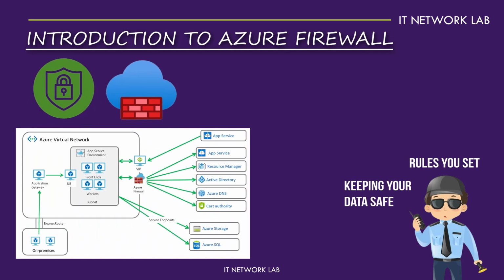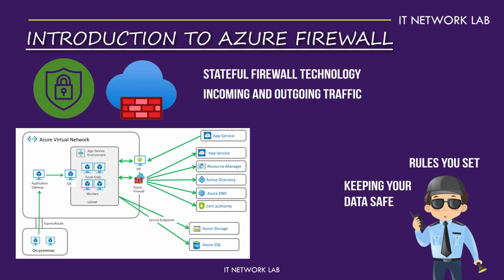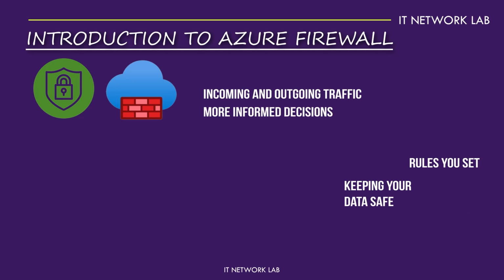Azure Firewall provides comprehensive protection by combining several advanced security features. It uses stateful firewall technology, which means it inspects incoming and outgoing traffic and maintains a record of active connections. This allows it to make more informed decisions about which traffic to allow or block.